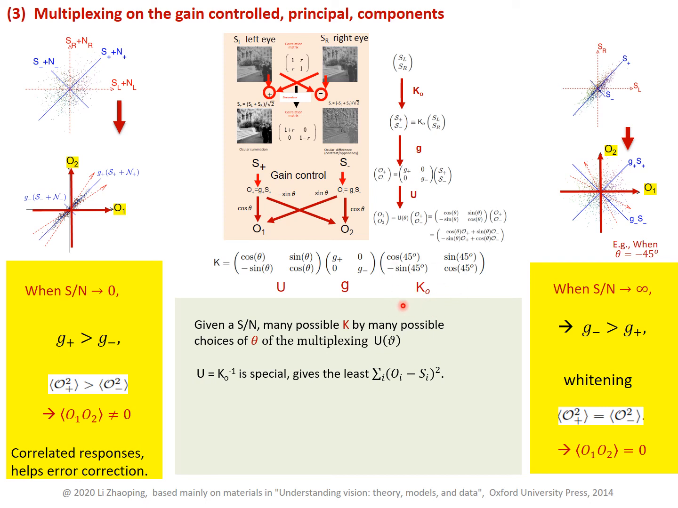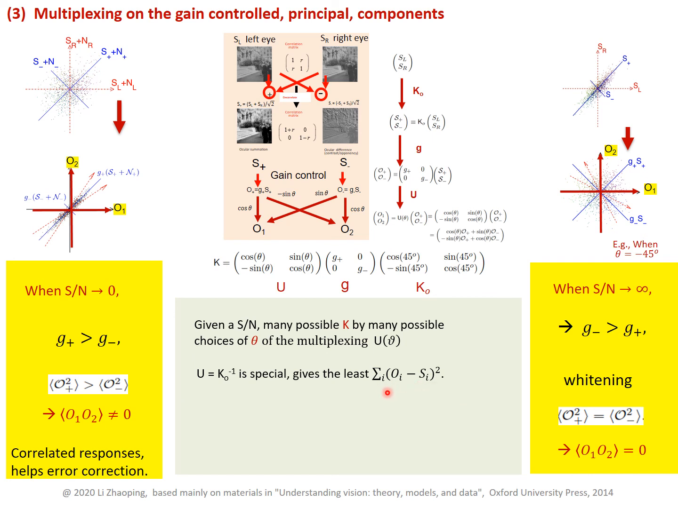So in our case, when the theta is minus 45 degrees, that will make U the opposite rotation of K naught. In general, this will give the least distortion between the output O1 and O2 in this case, and the input SL and SR in this case. So it's the least distortion in the encoding transform.